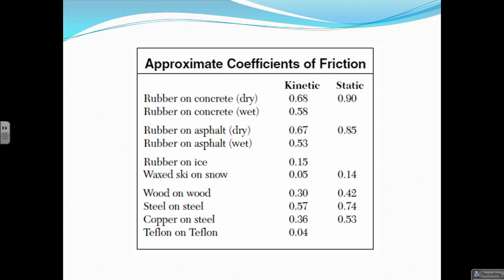Here you can see the chart that we had in our Regents Physics. This will help you if you have to go through any examples that we do in class. They show the two columns, the static and the kinetic friction.